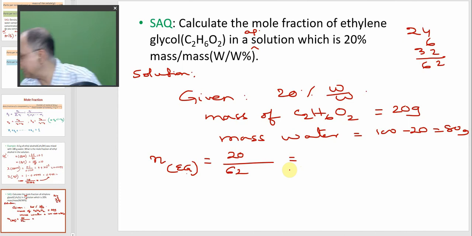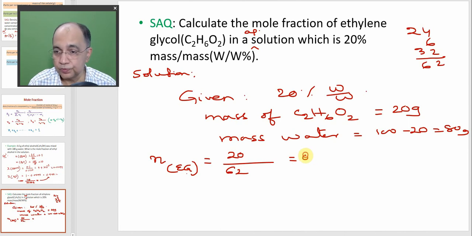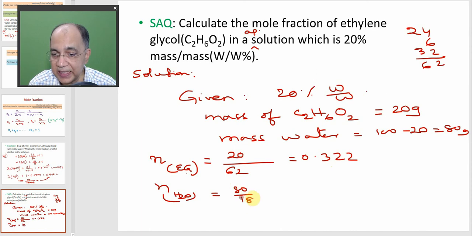I have a calculator with me to help. So let me do that. 20 by 62. It is 0.322. And what is the number of moles of water? It is 80 by 18. 18 is the molecular mass. So 80 divided by 18, that is 4.444 recurring.